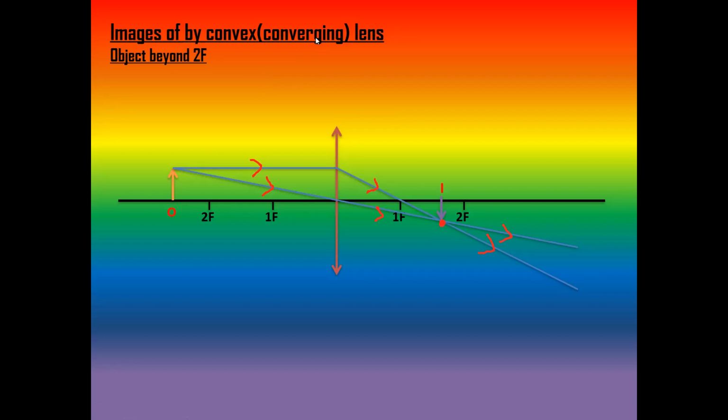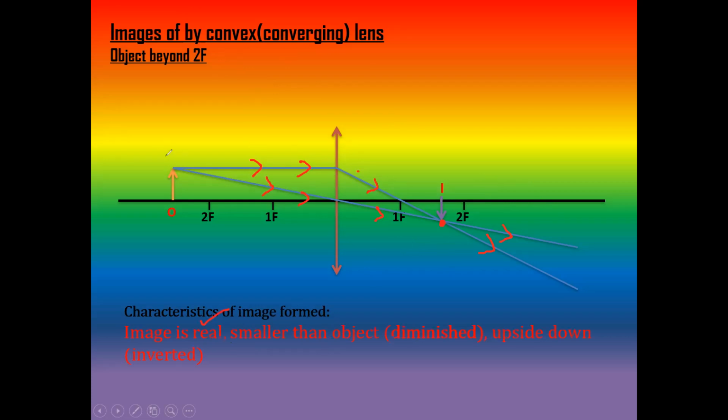And we label the image by letter I. What are the characteristics of this image? What are the features of this image? This image is real. A real image is the one which can be seen on a screen, or the image which is actually formed by the intersection of the two light rays themselves after refraction. So the two light rays, when they pass through the lens, refract and combine together. That's why it is a real image.